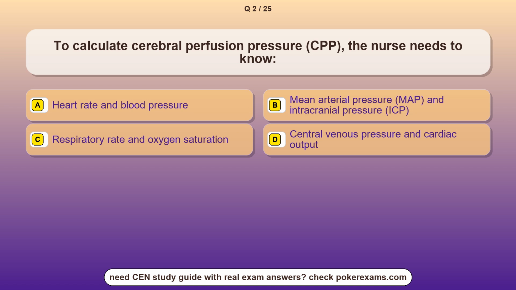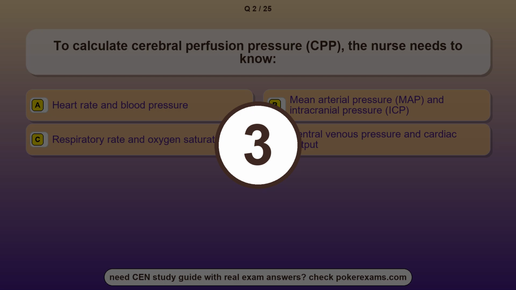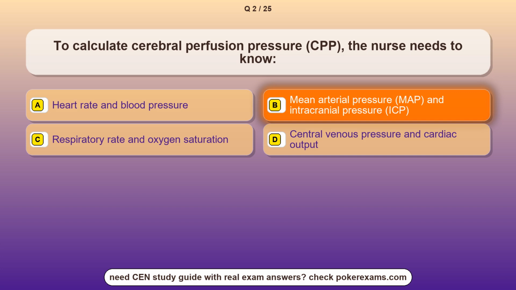Question 2. To calculate cerebral perfusion pressure, CPP, the nurse needs to know: Option A. Heart rate and blood pressure. Option B. Mean arterial pressure, MAP, and intracranial pressure, ICP. Option C. Respiratory rate and oxygen saturation. Option D. Central venous pressure and cardiac output. The correct answer is option B. Mean arterial pressure, MAP, and intracranial pressure, ICP.